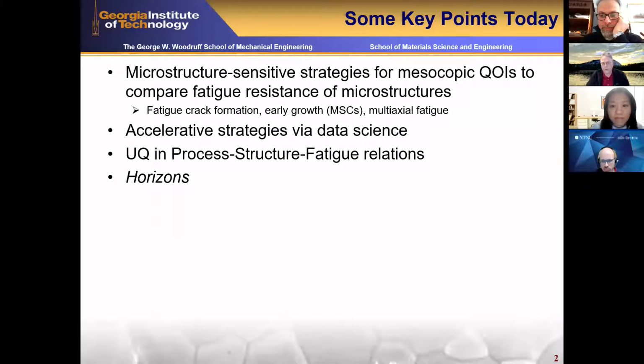It's important to realize that computation at the microstructure scale is quite heavy. It's quite time intensive. So we've been exploring the last 3 or 4 years the use of data science to accelerate, and also incorporating uncertainty quantification as a key element in the forward projection of microstructure property relations. And so at the end, I'll discuss a few horizons, things that are good opportunities for you and others to work on in the future.